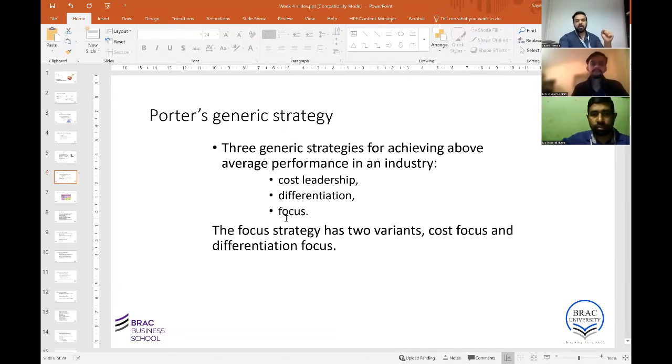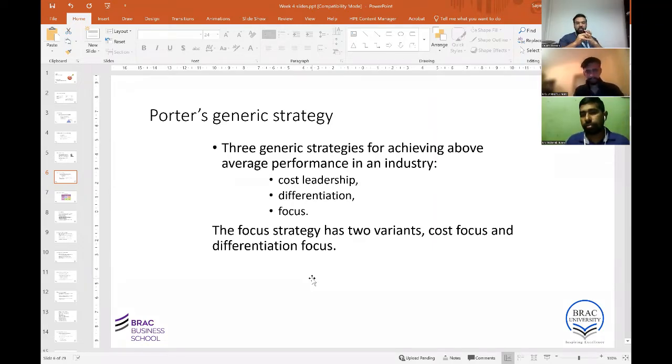So, Porter's generic strategies: there are three generic strategies Porter suggests: cost leadership, differentiation, and focus. And the focus strategy has two variants: cost focus and differentiation focus. Again, pause here and understand what these three different strategies are. Michael Porter says that there are three very generic strategies every business can adopt. Number one is cost leadership.